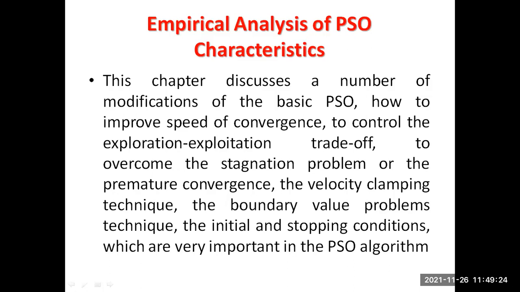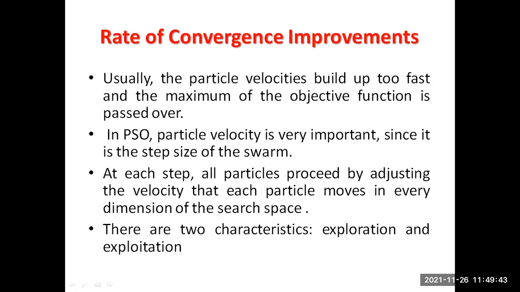Now, to overcome the stagnation problem or the premature convergence, there are the velocity clamping technique, the boundary value problems technique, and the initial and stopping conditions, which are very important in the PSO. We'll see those things in detail, those techniques by which we can keep those values within the search space. Now, first is the rate of convergence improvement.